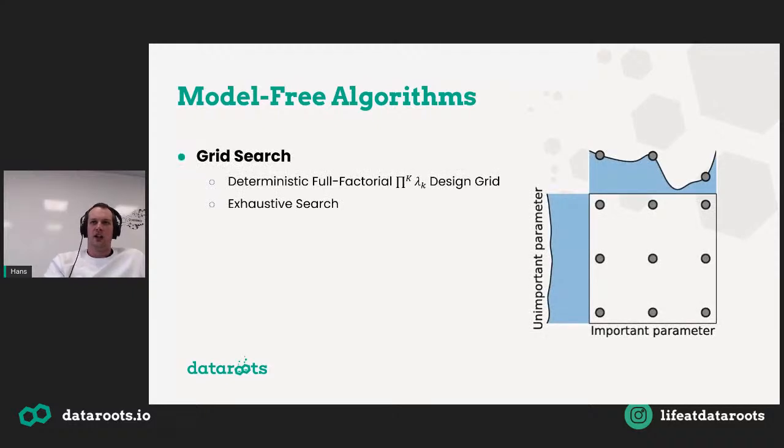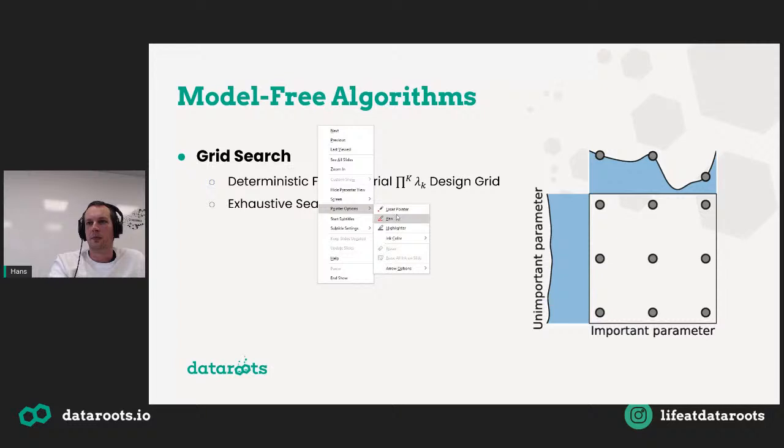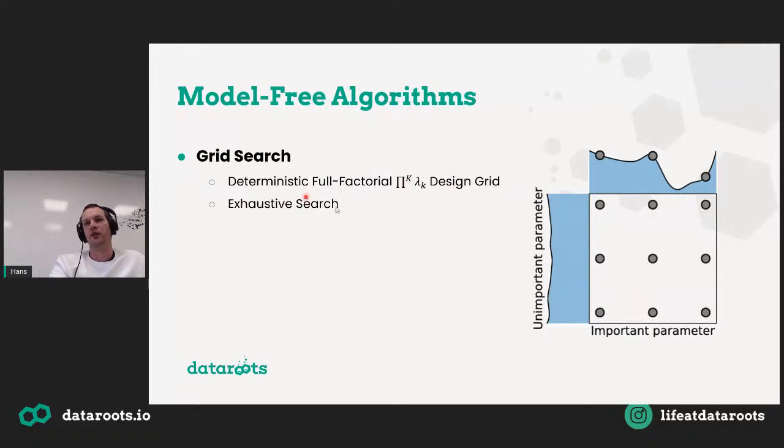There are some model-free algorithms we all know of, our beloved grid search, which is an exhaustive search over a grid of hyperparameters. I will quickly use my pointer here. You know that it goes full factorial. So whenever all different choices of each hyperparameter you can try out, or you can just pick some on a grid, which is easy to see on this graph.